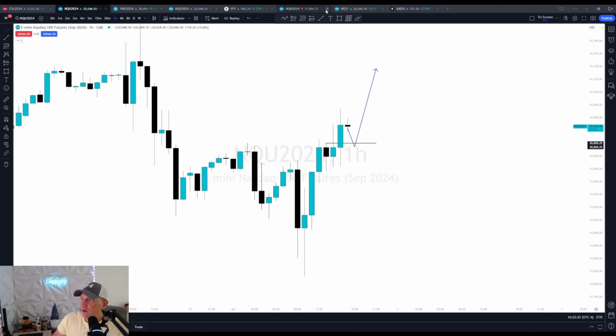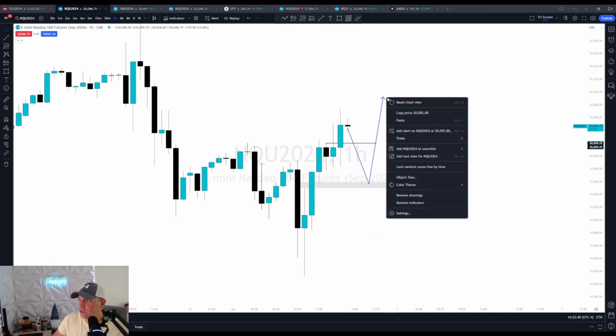However, we did leave an hourly BPR down here. So you see we got a tiny one. It's very, very tiny, but doesn't mean we can't come back for it. We could come all the way back down here. Look what happens. We sweep all these nice relative equal lows here on the hourly. We fill in this, and then we could push up potentially higher too. So we got to watch for that.